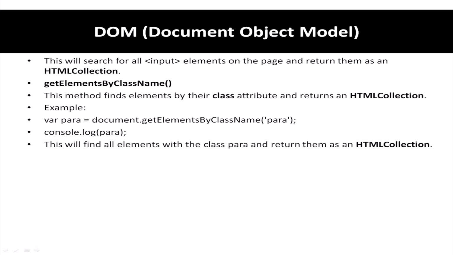This method, basically we are using getElementsByClassName. This method finds the element by the class name, and it returns the HTML collection. For example, document.getElementById para. So here we are going to get the class name by para. Then we can view it in the console.log, and we can return it as the HTML collection.